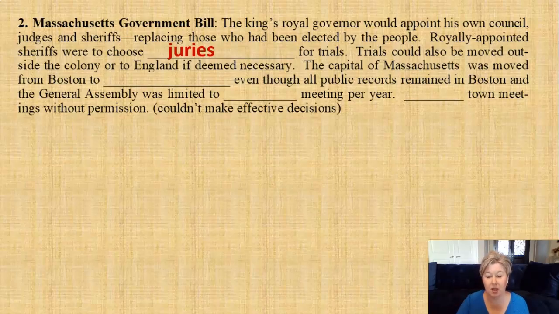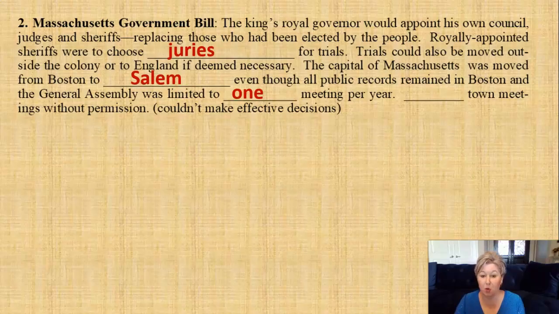Trials were also able to be moved outside the colony or to England if it was deemed necessary. The government bill moved the capital of Massachusetts from Boston, just arbitrarily picked a different city and said, no, you can no longer meet in Boston. You have to meet in Salem. But all the public records have to stay here in Boston. So it essentially kind of cut them off at the knees. They didn't have what they needed to actually conduct business. So it was in effect as if you had dissolved the assembly. So they moved it from Boston to Salem.